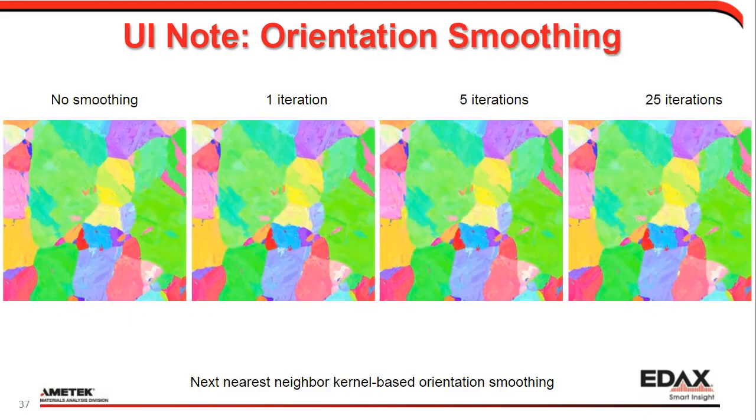You can also do some orientation smoothing after the fact if you wish, depending on what kind of orientation assignment you selected. I showed no smoothing for the variant approach to orientation assignment there on the left, followed by 1 iteration, which at this scale you really can't see much. I had to go out to really 25 iterations before you really see much in terms of the smoothing effect. But if you feel a need to do that within your reconstructed microstructure, that's possible.